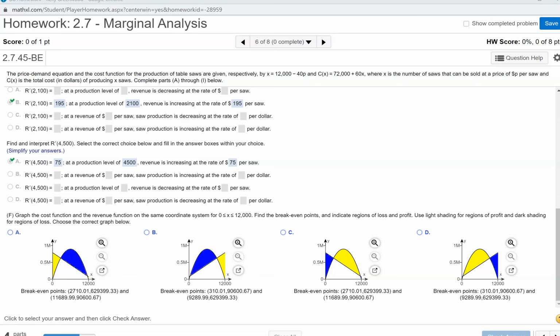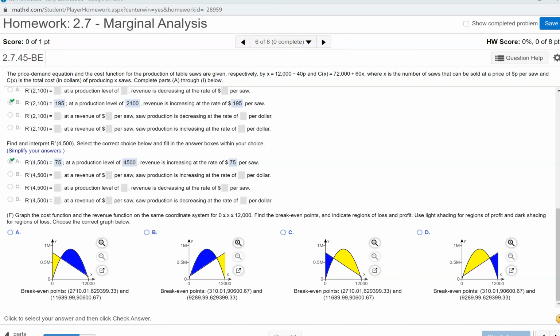It says the graph of the cost function and the revenue function are graphed on the same coordinate plane over that domain. So x is between 0 and 12,000. And remember, your cost function was linear. I can see it up here. It's a linear function. And my revenue function that we constructed was quadratic, opening down. So all of these have a parabola for revenue and a line for linear.